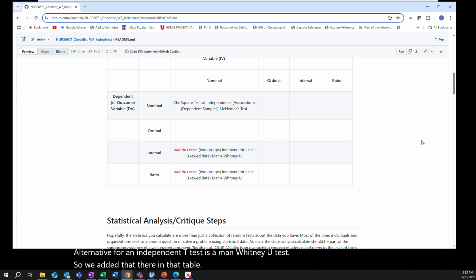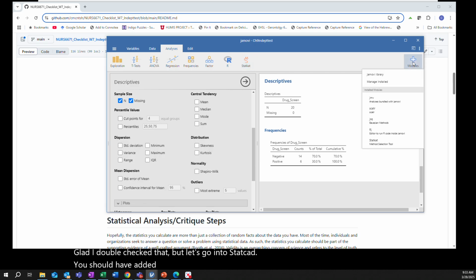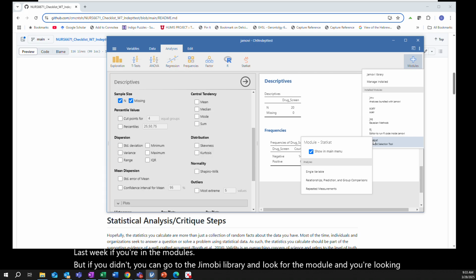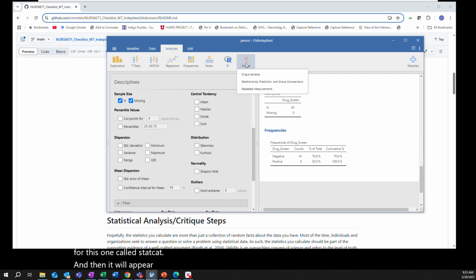Glad I double checked that. But let's go into StatCat. You should have added this last week if you're in the modules, but if you didn't, you can go to the Jamovi library and look for the module, and you're looking for this one called StatCat, and then it will appear on your screen here.